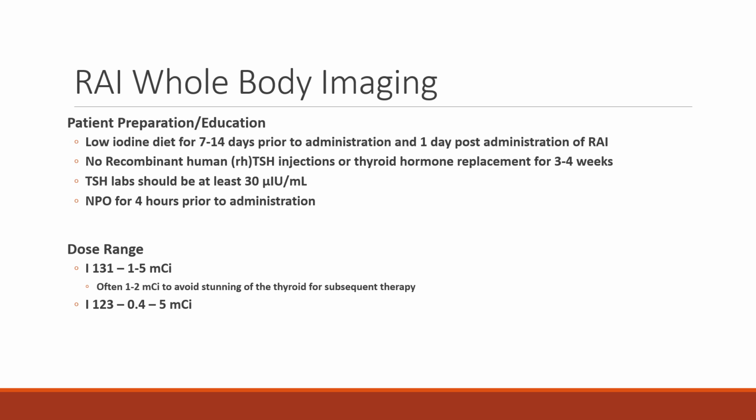And then the dose range, if you're just imaging for I-131, it's 1 to 5 millicuries. And for I-123, it's 0.4 to 5 millicuries. It's usually given as a capsule.